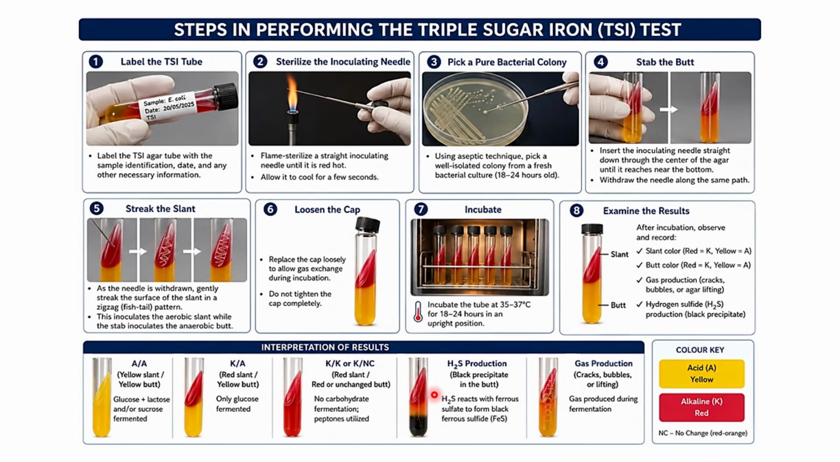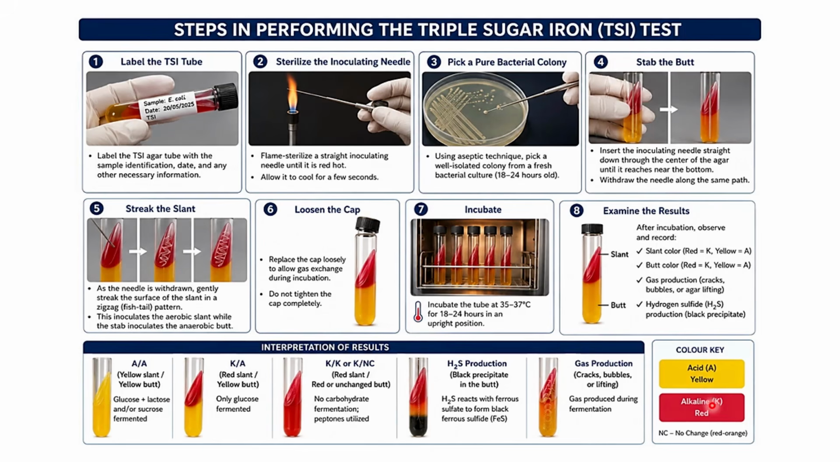The appearance of a black precipitate, usually in the butt, means hydrogen sulfide production. And the formation of cracks, bubbles, or lifting in the medium indicates the production of gas during the fermentation of carbohydrate.